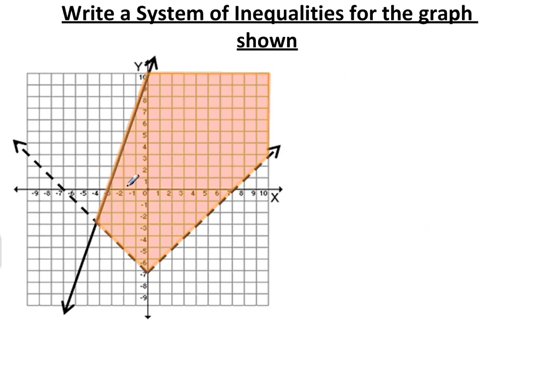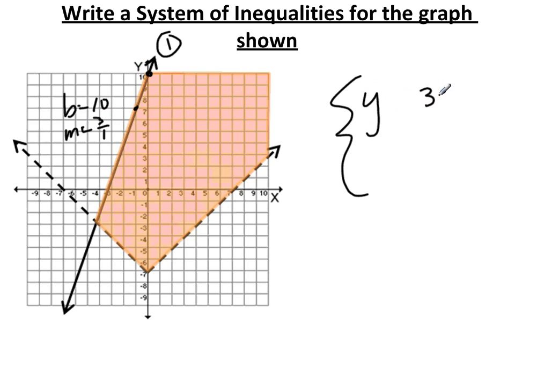Let's try again. Now I have a line and an absolute value. So if we look at the line, let's do this one first. I have a y-intercept of 10, so my b equals 10, and then let's look at the slope. I picked 2 points and went up 3, right 1. So I'm going to have y equals 3x plus 10.